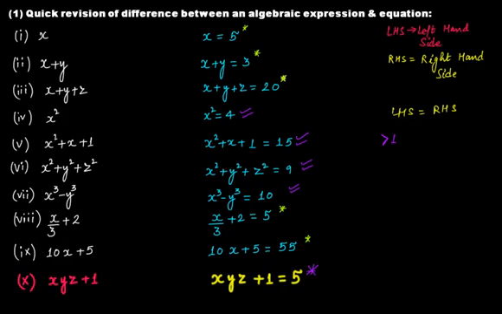Now, if you remember, we said that we'll talk about this in detail. This is x times y times z plus 1 is equal to 5. This is an equation. Very good. Now tell me one thing. Is this a linear equation? Is this a linear equation?